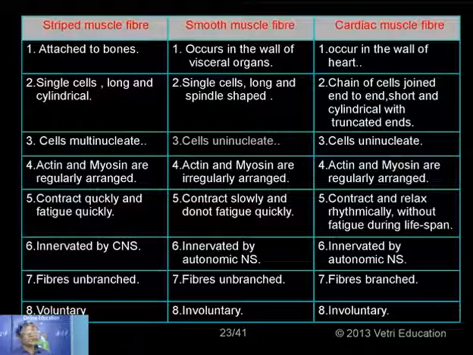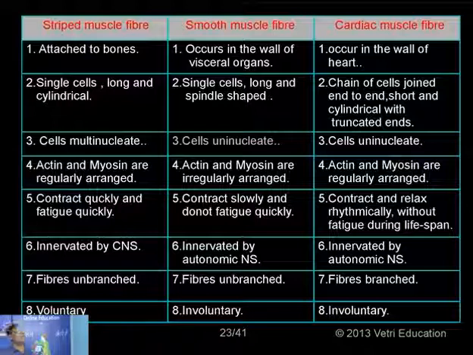As per the arrangement of these two, there is also variation. The actin and myosin filaments are regularly arranged in the case of striped muscle fiber and also in the case of cardiac muscle. Whereas in the case of smooth muscle fiber, the proteins actin and myosin are not regularly arranged. If they are regularly arranged, then only we can have the dark and light bands giving the striped appearance. So the striations are due to the regular arrangement of actin and myosin filaments.